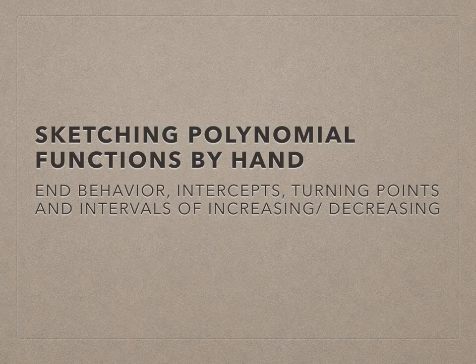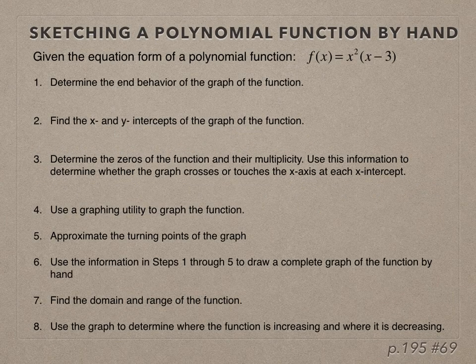In this video, we'll show you how to sketch polynomial functions by hand. We'll be looking at end behavior, intercepts, turning points, and intervals of increasing and decreasing. So the equation that we're given is f of x equals x squared times (x minus 3). Notice that this polynomial function is given in factored form.